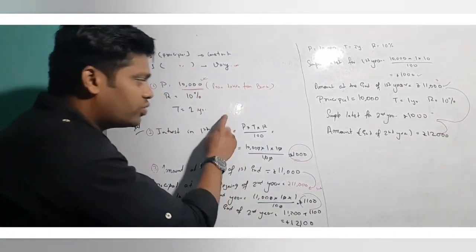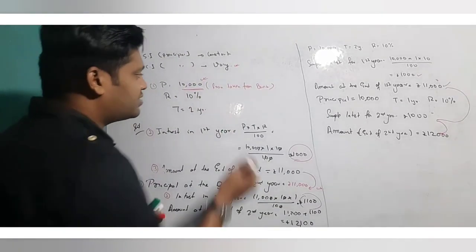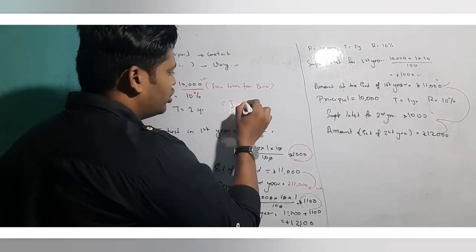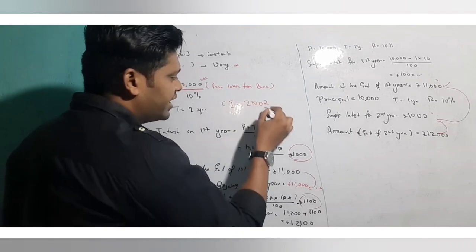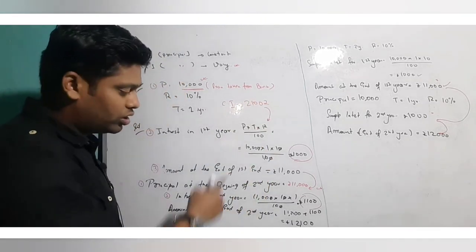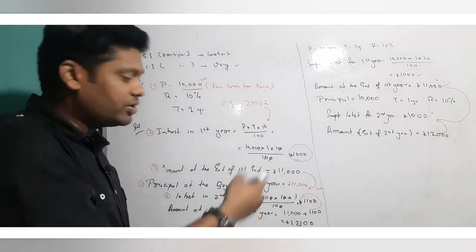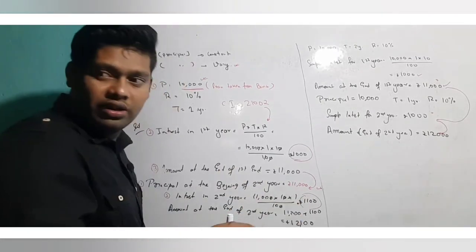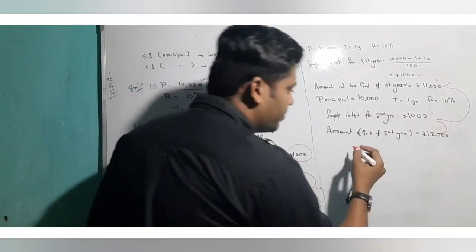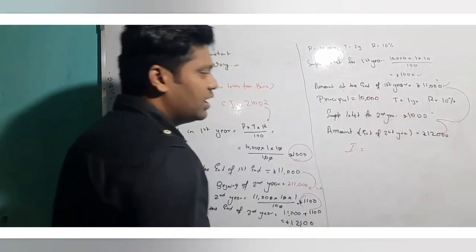So here, how much was the compound interest? Previously, how much was the compound interest for us? Compound interest, how much? 2,100. When we calculated compound interest, how much did we get? 2,100 only. Here the interest means simple interest. Interest, how much? Principal minus interest. Interest, how much, you tell?